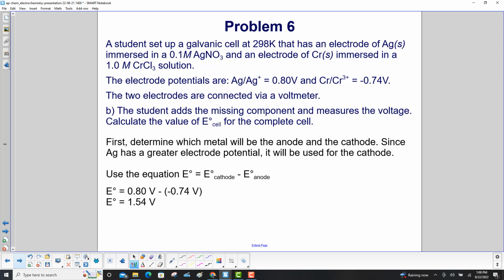Calculate the value of E naught cell for the complete cell. First, determine which metal will be the anode and the cathode. Since silver has a greater electric potential, it will be used for the cathode. Then we use our equation here. E naught is E naught cathode minus E naught anode. So that's going to be 0.80 minus a minus 0.74 volts. And we get 1.54 volts.